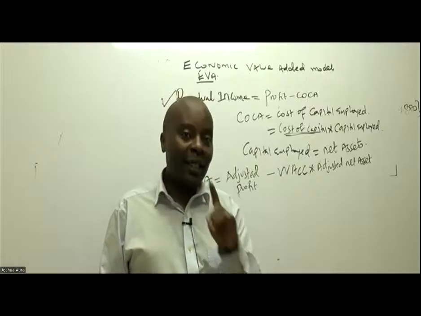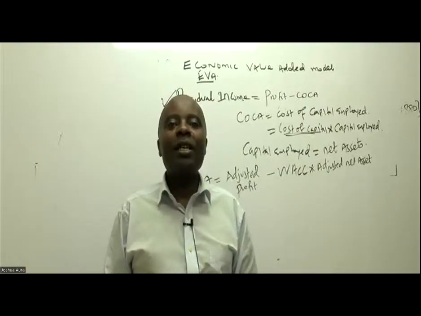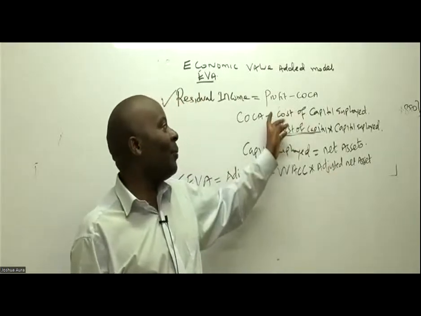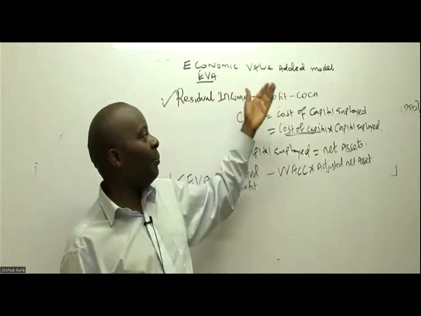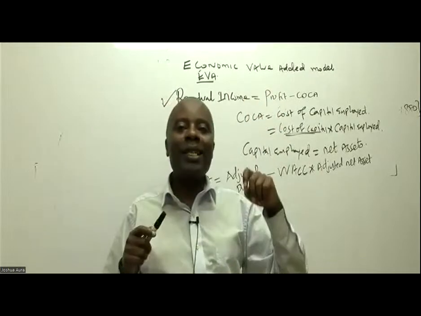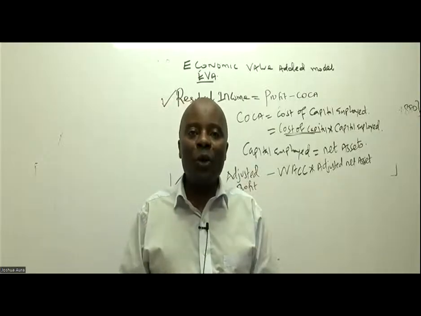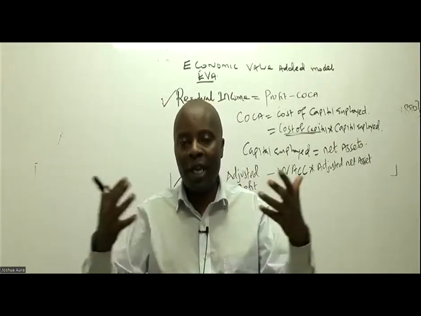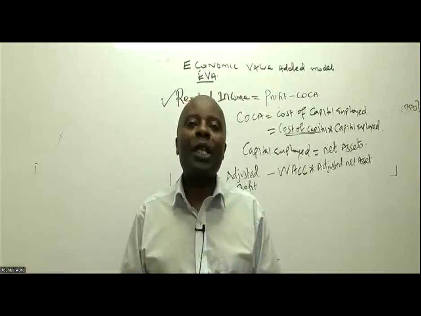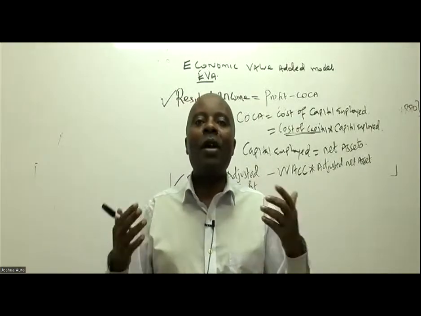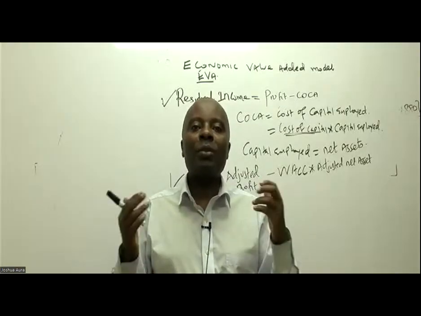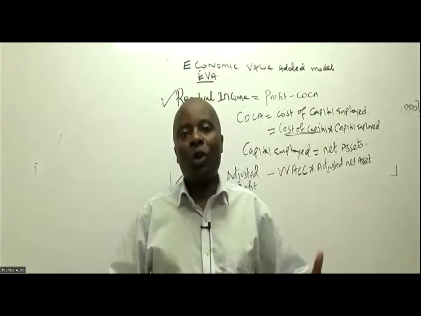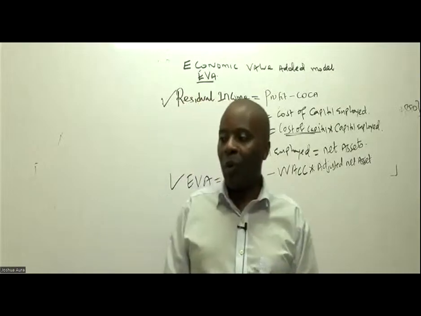Right. And then the other thing that you're supposed to know is that EVA is a cash flow based model. Unlike residual income, which is purely historical, which is purely profit, EVA is a cash flow based model. And that is where we add all the non-cash operating expenses. Any non-cash operating expenditure, depreciation, amortization, etc., all those expenses must always be added back to be able to derive what we call a cash flow.